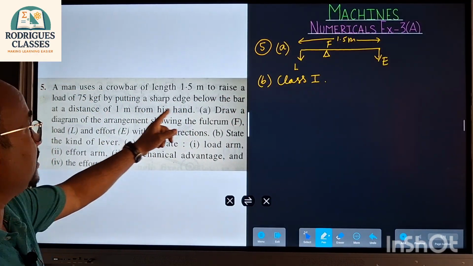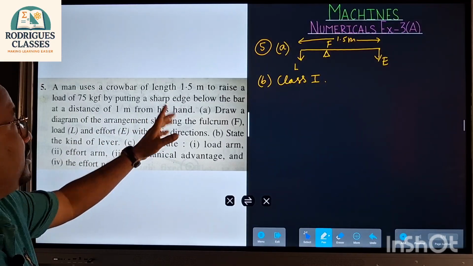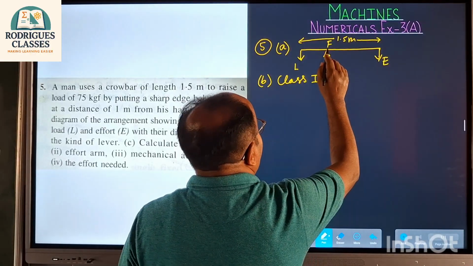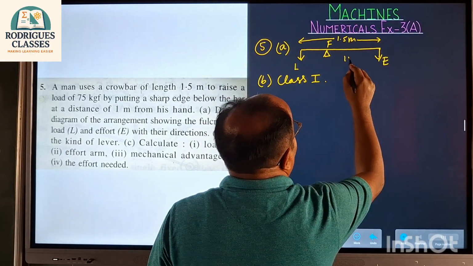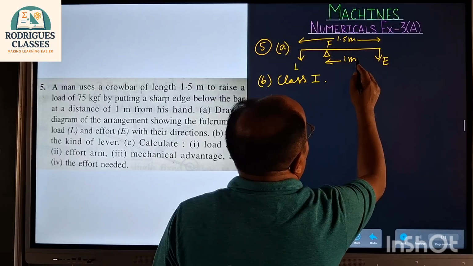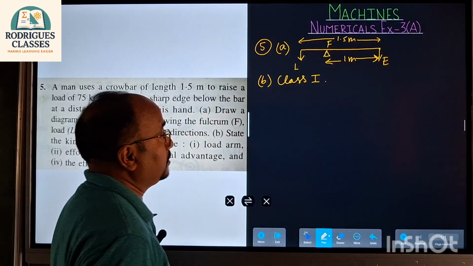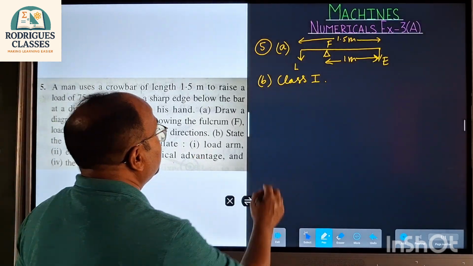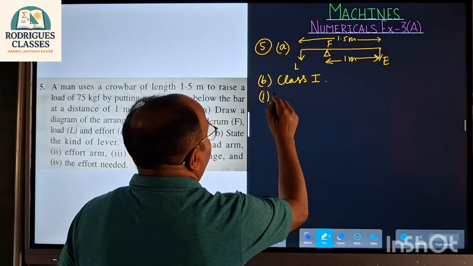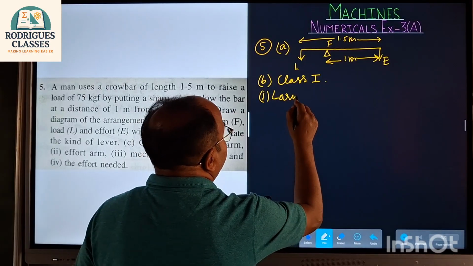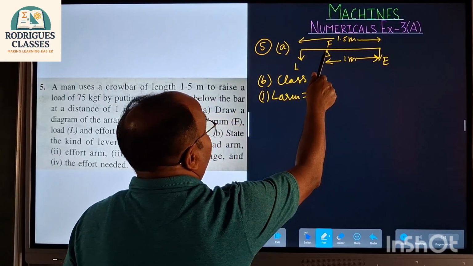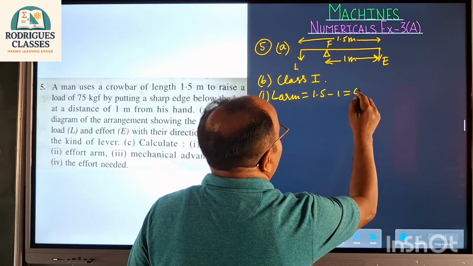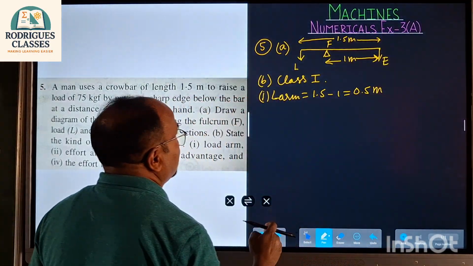Then it is told, putting a sharp edge below the bar at a distance of 1 meter from his hand. So effort will be applied with the hand. So this is the sharp edge. So from here till here is 1 meter. So that becomes my effort arm. So now we can calculate the load arm and effort arm. So first of all, for the load arm, load is here, fulcrum is here. This will give me the load arm. So it will be 1.5 minus 1, 0.5 meter is the load arm.